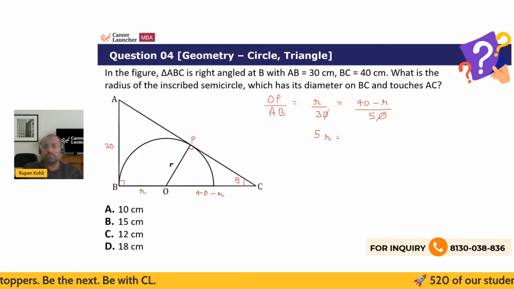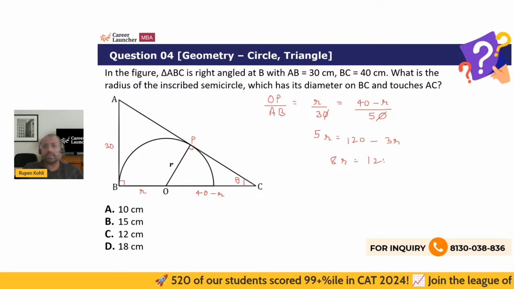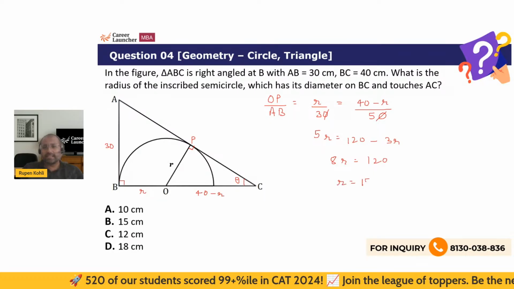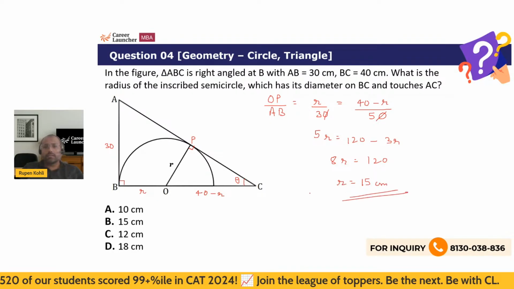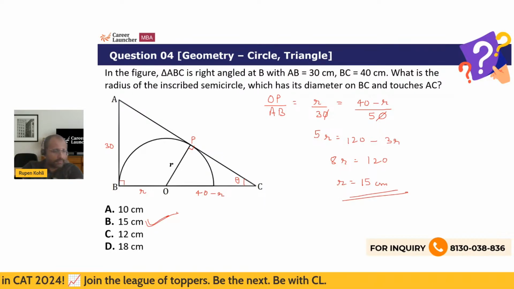5R equals 3 times, 120 minus 3R. 8R is 120, R is 15, right? Done.